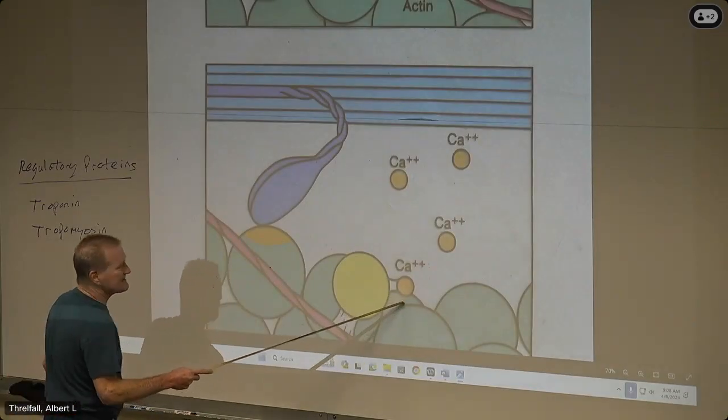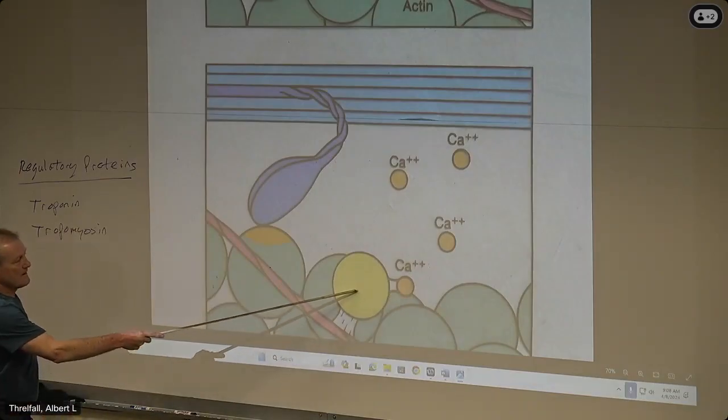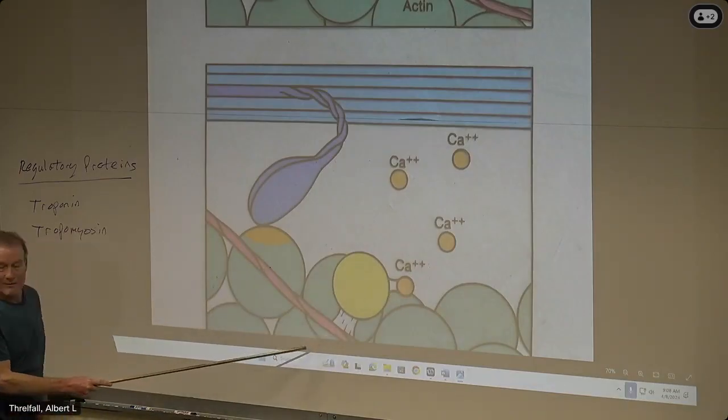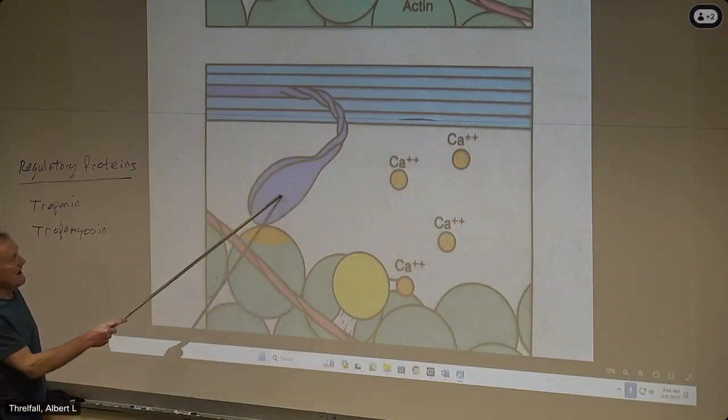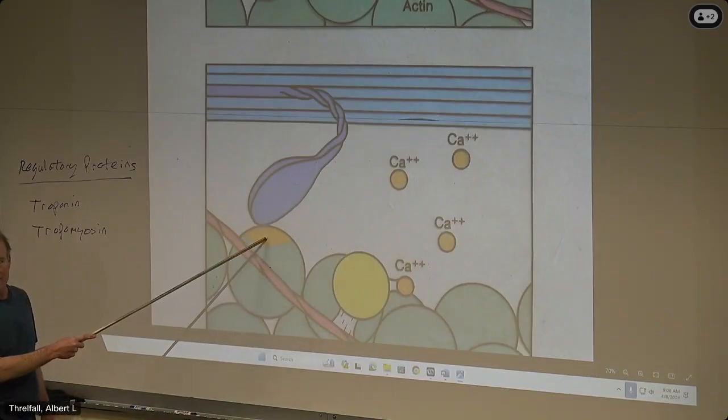Calcium has attached to troponin. Troponin and tropomyosin have moved to the side, allowing the head to bind actin.